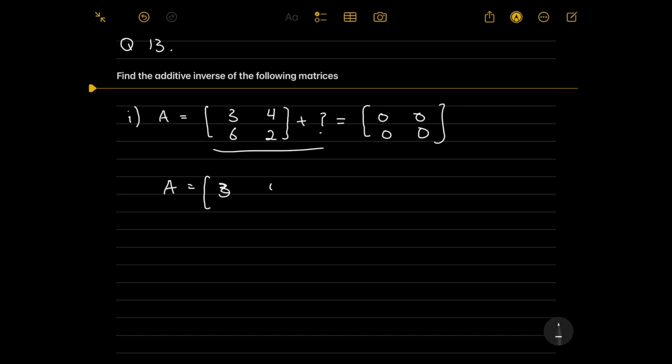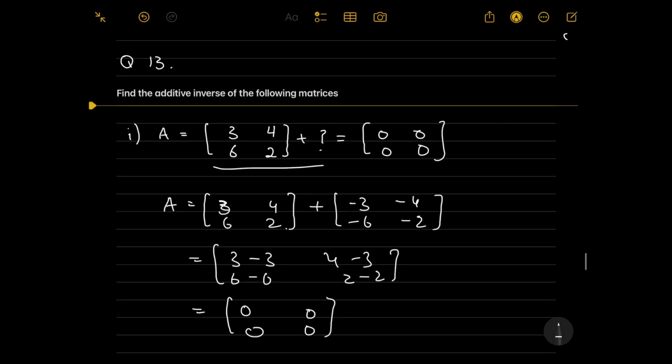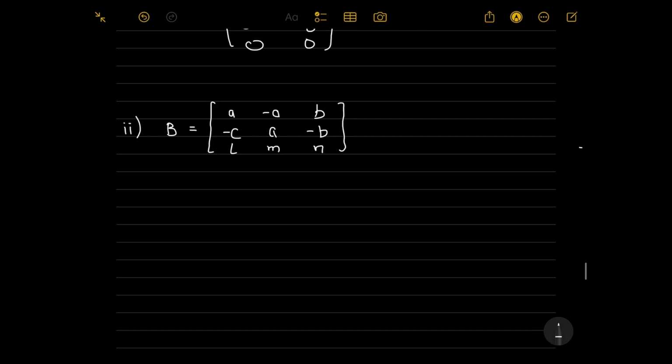So 3, okay, copy this down. This is the same matrix, and add another matrix with different signs. So the other would be -3, -4, -6, and -2. And if you add these, 3 minus 3, 4 minus 4, 6 minus 6, and 2 minus 2 equals a null matrix. So this is the additive inverse of this A matrix.